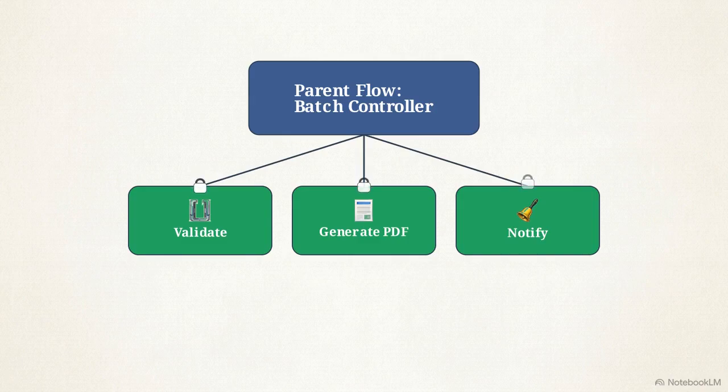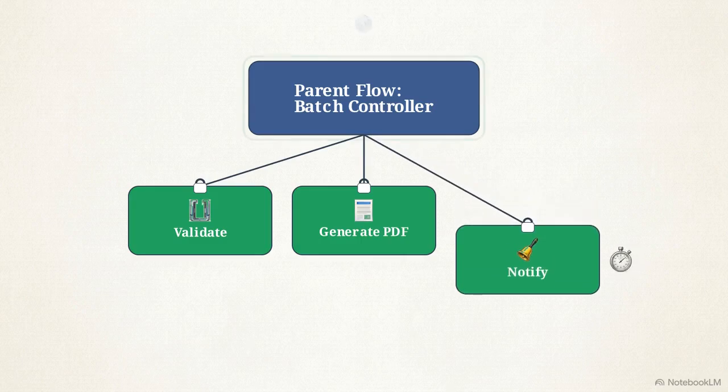Child flows enforce strict typed inputs and outputs. They establish reusable business logic that multiple automations can call, and they allow you to isolate asynchronous operations, like sending an approval and immediately freeing up the parent flow to process the next record.